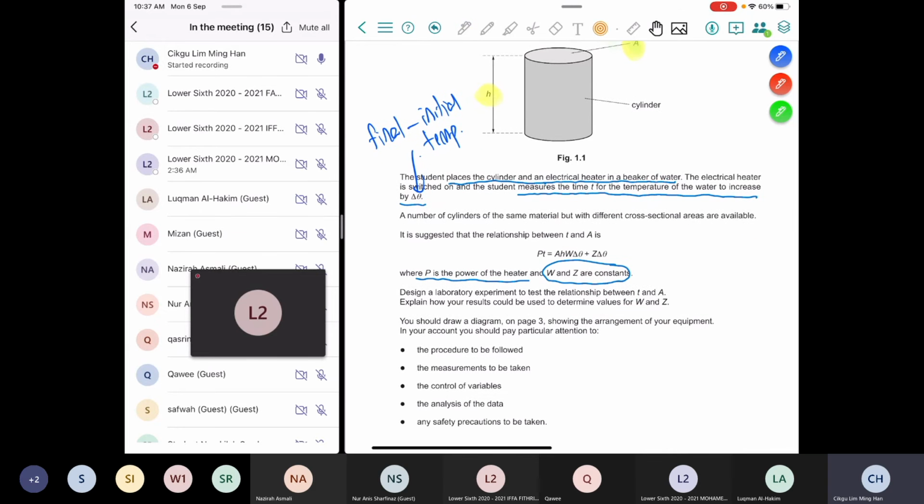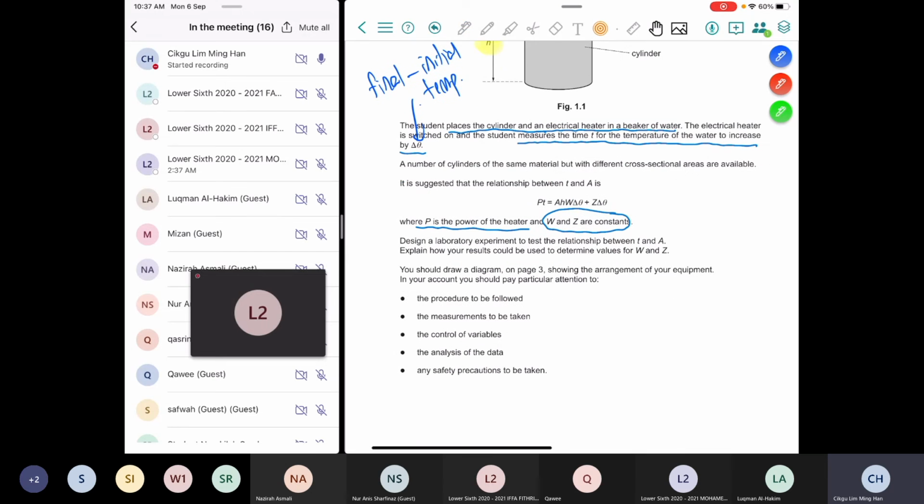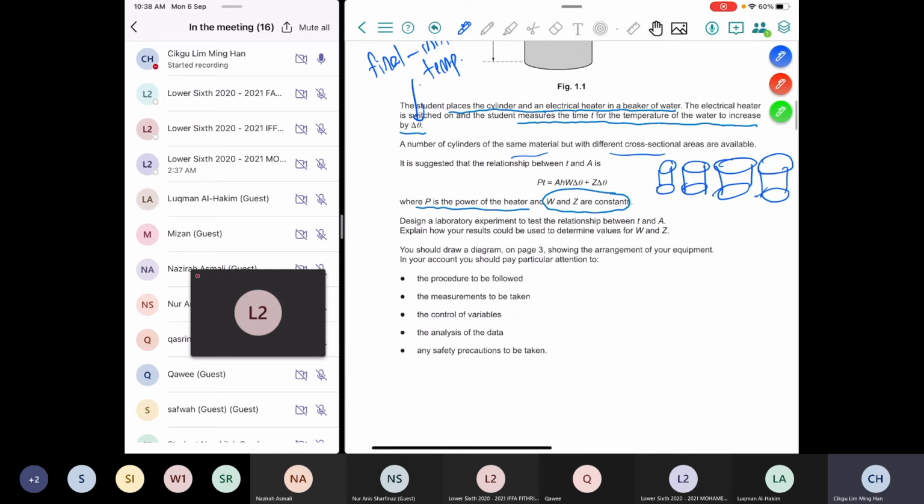Then we look at the next part here. A number of cylinders of the same material are available, but with different cross-sectional area. So you have a smaller one, you have a bigger one. Same material with different cross-section, meaning that they have the same height. So the height is the same.